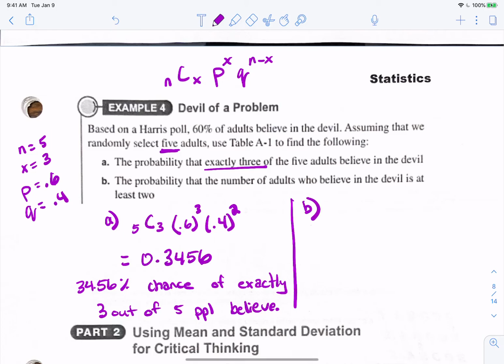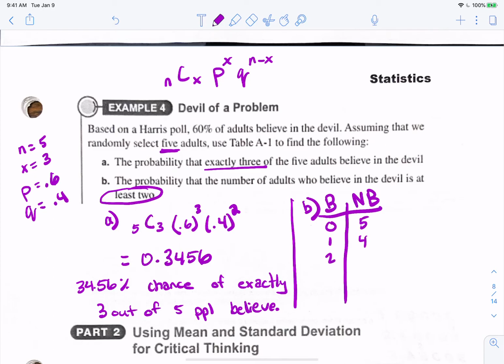All right, part B. This is where it gets a little bit more messy. The probability that the number of adults who believe in the devil is at least 2. Let's talk about the combinations that we could get. We're selecting 5 people, so I could have 0 believe and 5 not believe, 1 and 4, 2 and 3, 3 and 2, 4 and 1, and 5 and 0. Those are the combinations that I could have.